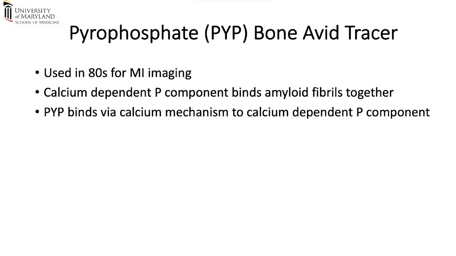So now let's switch over to the pyrophosphate scanning, the PYP. It's a bone avid tracer. And we used it in the 80s for myocardial infarction imaging, kind of fell off the map. No one heard of it. You ask a fellow 5 years ago, what's PYP? They have no clue. So it's a calcium-dependent P component that binds the amyloid fibers together. The PYP then binds via the calcium mechanism to the calcium-dependent P component. So that's how the PYP binds to the amyloid fiber, and that's why we can see it.